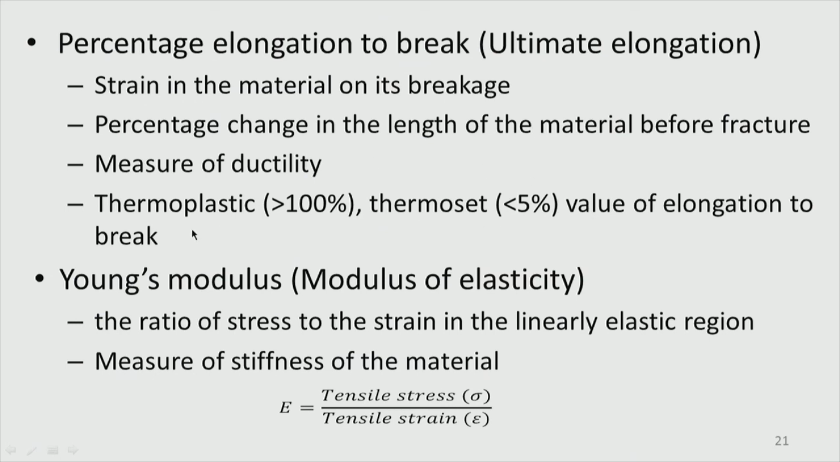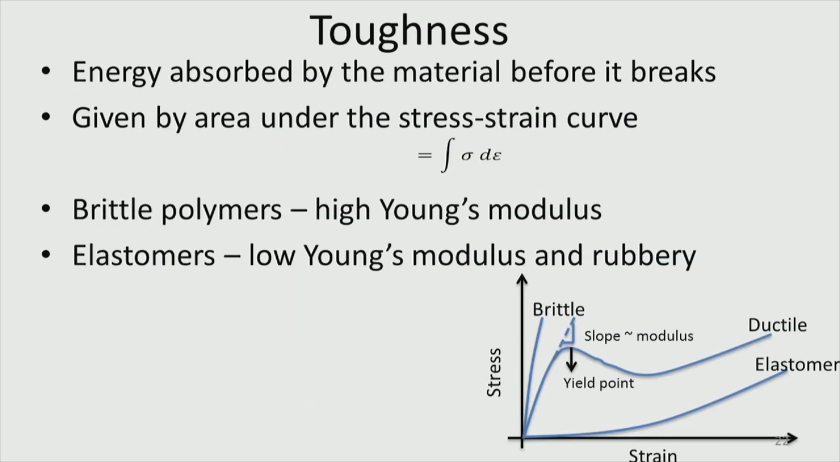Young's modulus, this you know, we studied a long time back: tensile stress by strain. It gives you the stiffness of the material. Polymers also have a Young's modulus, but of course much lower than metals like stainless steel. Toughness is the energy absorbed by the material before it breaks. Brittle polymers have high Young's modulus, like even your ceramic. Elastomers have low Young's modulus. Ductile materials will have something like this. So you have brittle polymers, ductile material, elastomers.